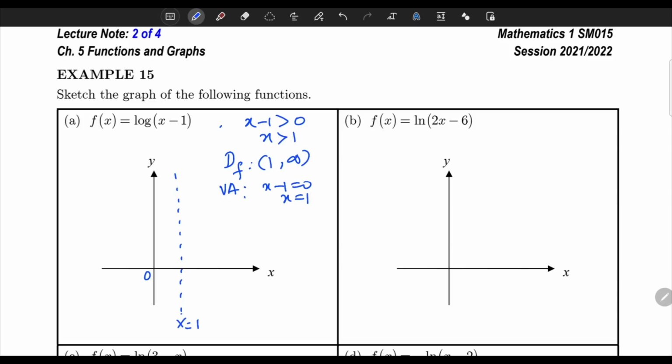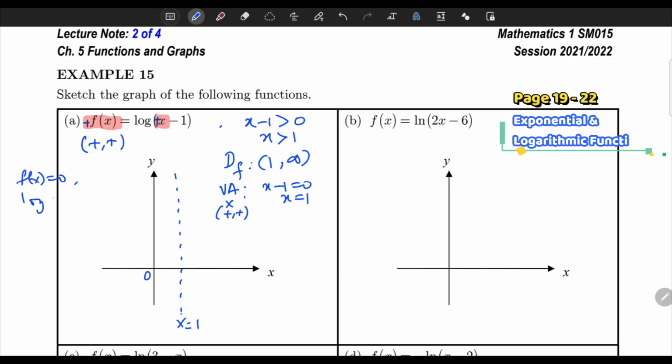This is your origin. So next, I told you the step will be to look at your x and your f(x). Both are positive. Right? So that will be positive, positive. So where is positive, positive? Somewhere here. So this is your positive, positive, as a guide. Okay, and then we need to get the x-intercept. So that is when f(x) equals 0. So we will have log, let me write it nicely. So log of x minus 1 equal to 0.